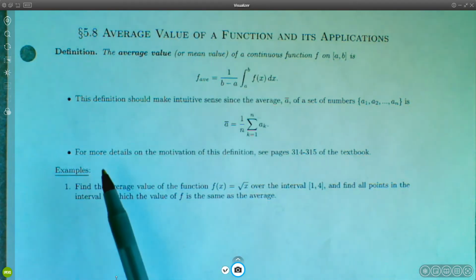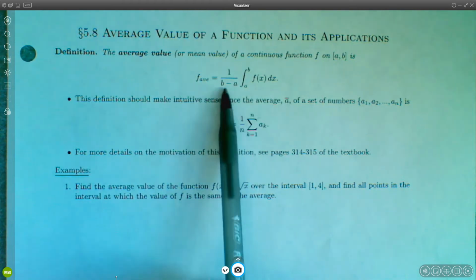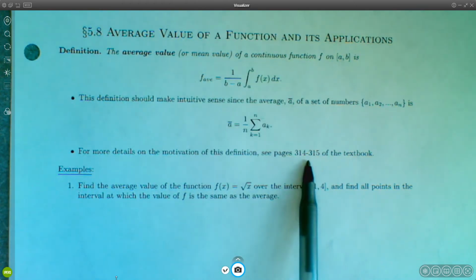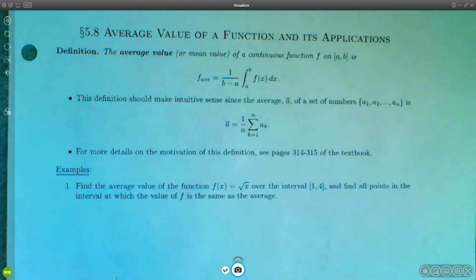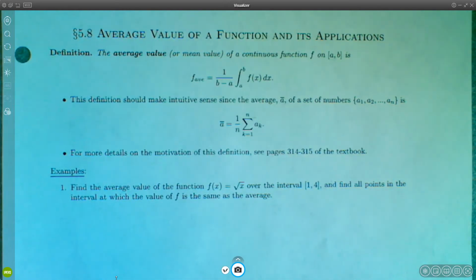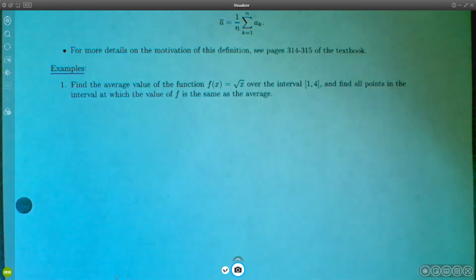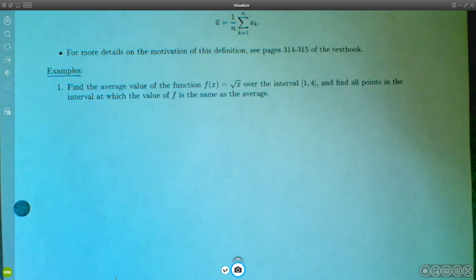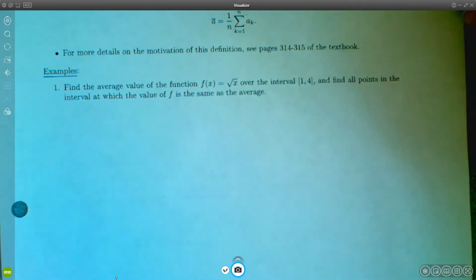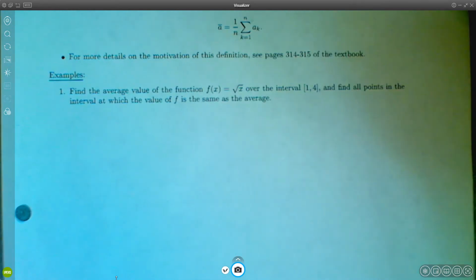Now, if you want more details on the motivation of this particular definition, then you're welcome to read these pages in your textbook, 314 to 315. But let's just get into some examples. I have 3 examples for you here. So number 1 says, find the average value of the function f of x equals square root of x over the interval from 1 to 4, and find all points in the interval at which the value of f is the same as the average. Okay?